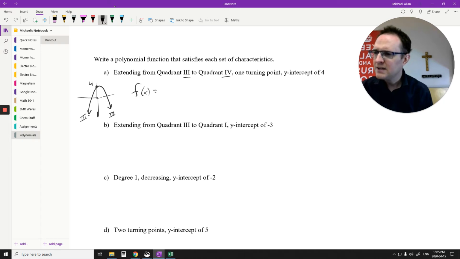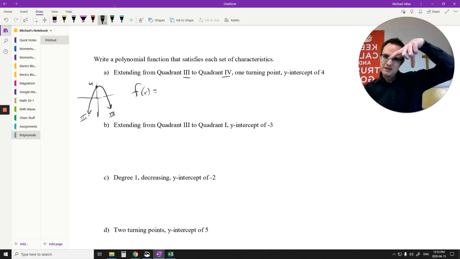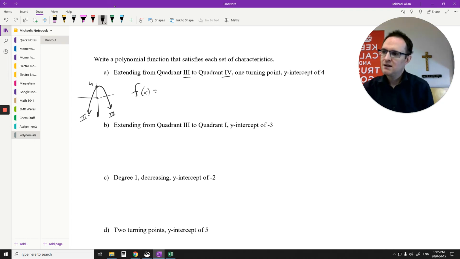I know my leading coefficient has to be negative. It's opening down. Quadratics that have a leading coefficient that's negative would be opening downwards. So I just pick any negative number for my leading coefficient. To get this general shape, let's look at quadratics. I'm going to have an x squared there. And I want a y-intercept of 4. That would be a constant term. So I'm going to put a plus 4 here.